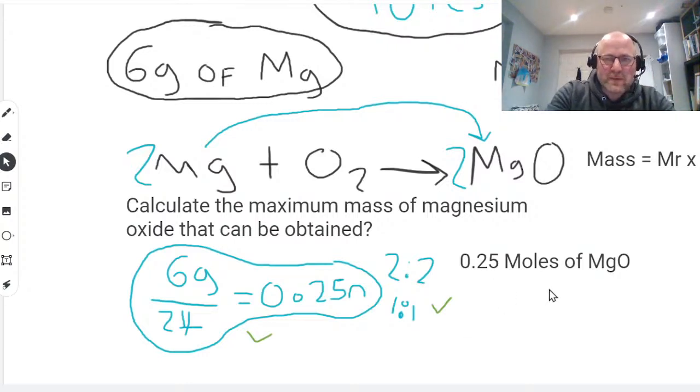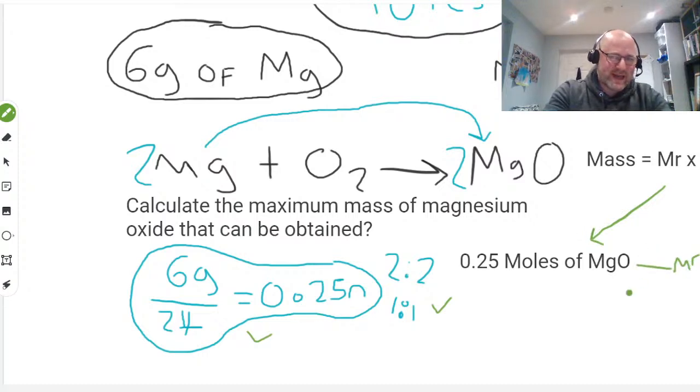It's identical. Now I need to work that equation backwards. I can work out the Mr. You always have the Mr in the toolbox because it's on your periodic table.